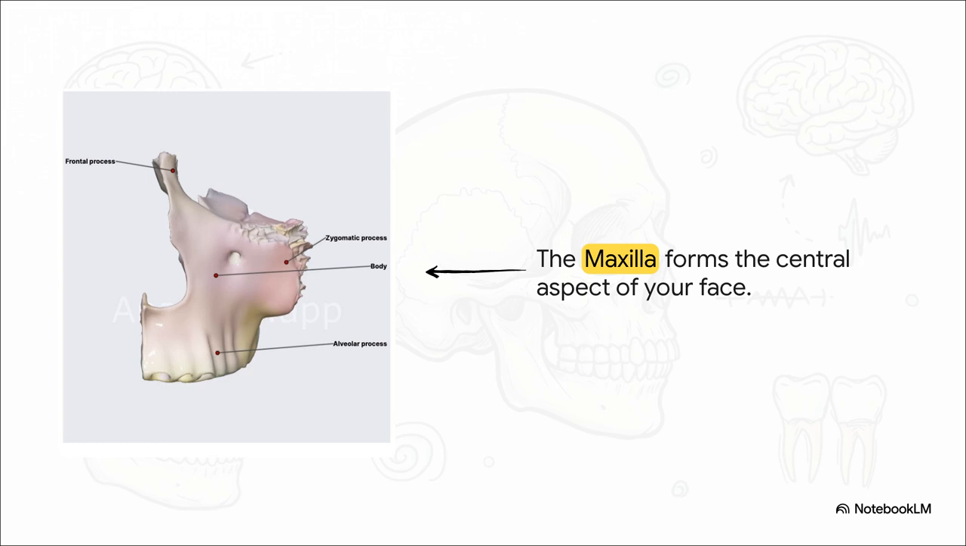digestive and respiratory tracts. The maxilla forms the central aspect of your face and upper jaw, and it holds your upper teeth for chewing. But it also contains these large, air-filled maxillary sinuses that help warm the air you breathe and give your voice its completely unique resonance.